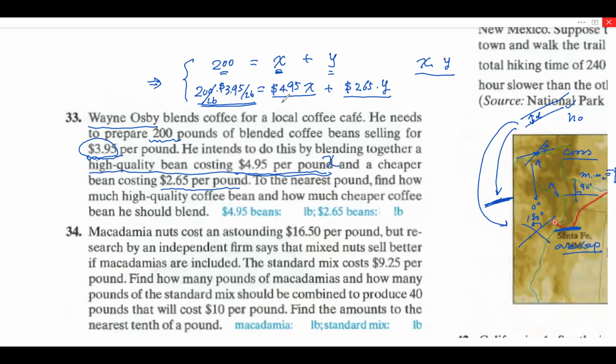One relationship, then a second relationship, and we need to find the answers for X and Y. I focus here on building the system; I didn't try to get a solution, so I'll leave it to you to find the answers: how many pounds of high quality and how many pounds of low quality are needed. So this is 33. Let's move down to 34.